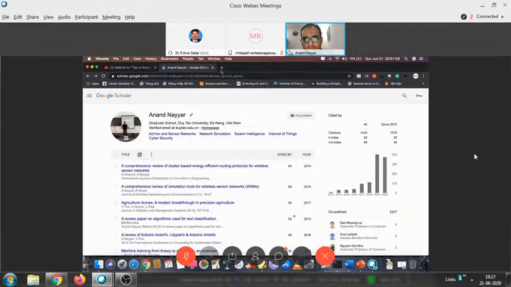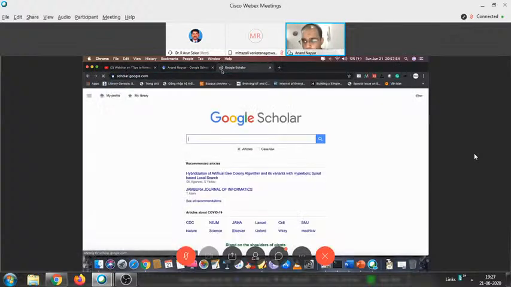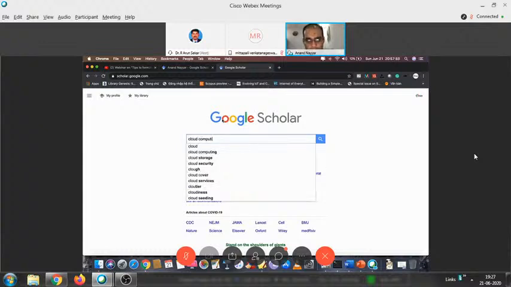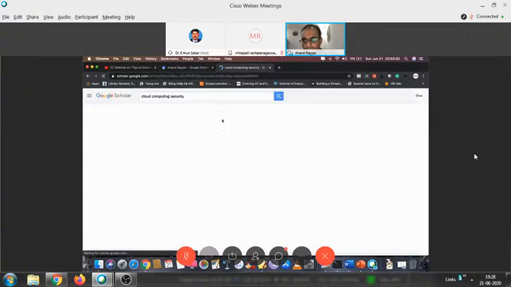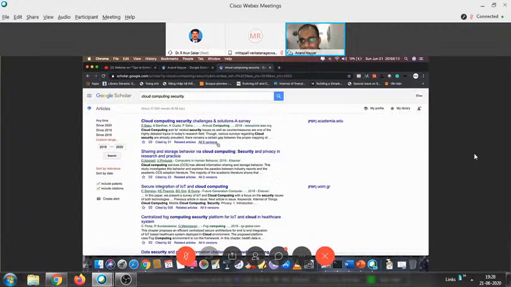So if you want to make a reference, you can just go to Scholar. Now let me tell you how to use Google Scholar. You can just search the paper, like cloud computing security. Okay, now see this. If I want the papers only from the last 3 years, you can go for custom range. So I just put the range 2018 to 2020, and click on search. Which means only those papers from 2018 to 2020 are there.